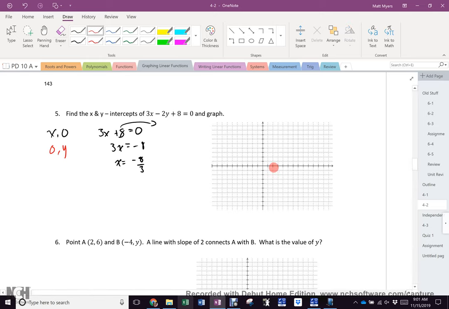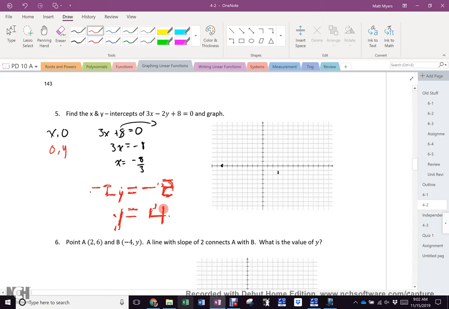What happens? Same thing, so go. What happens to the x in this one? Drops out. Negative 2y equals negative 8y equals, what does y equal? 4.